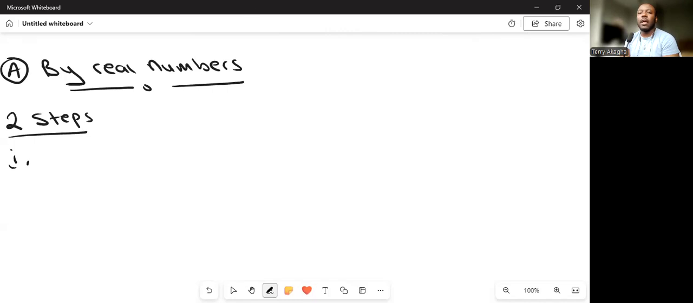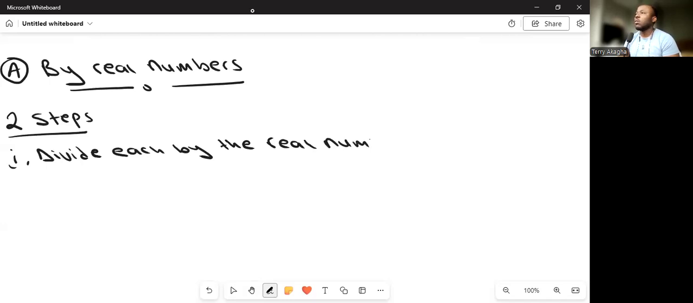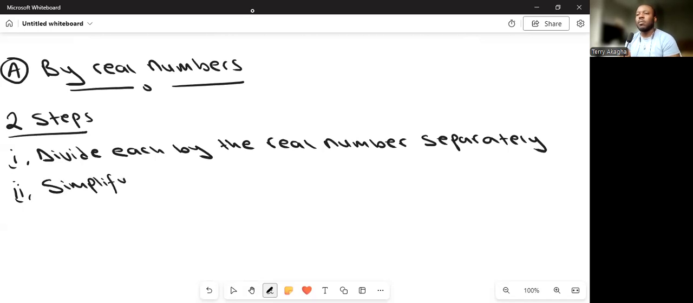The first thing is that when you're dividing by real numbers, you first divide each of the parts by the real number separately. Then number two, you simplify.